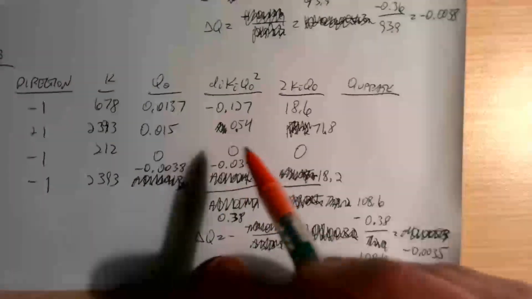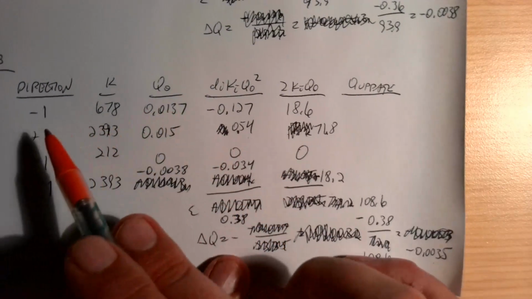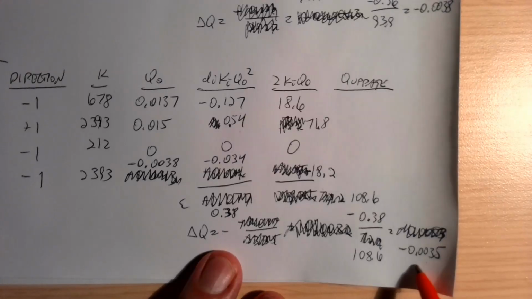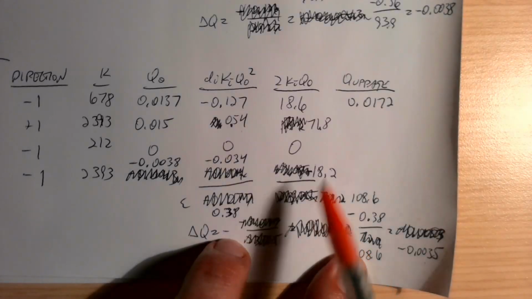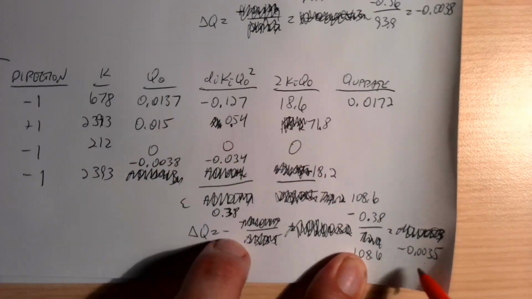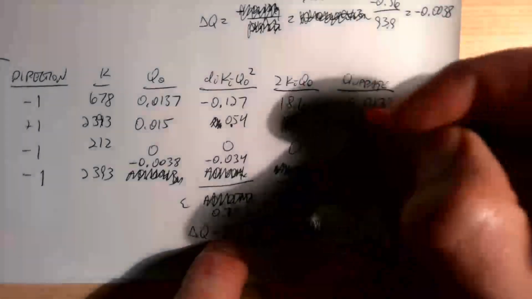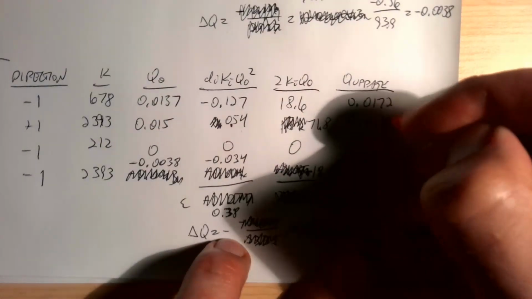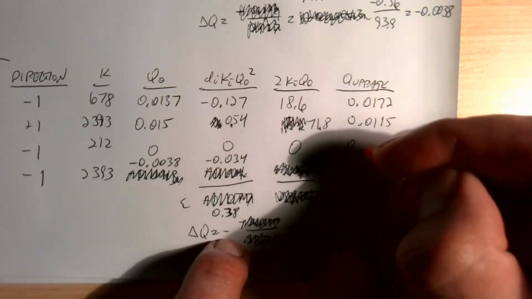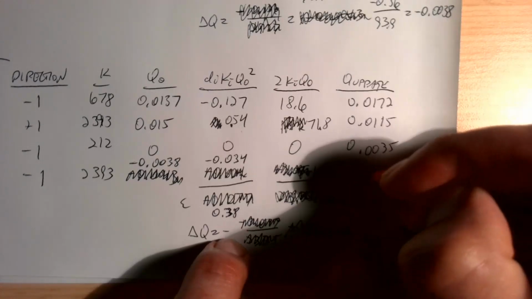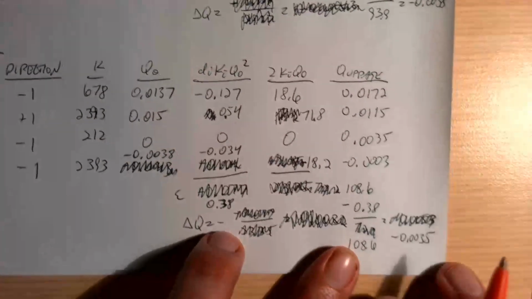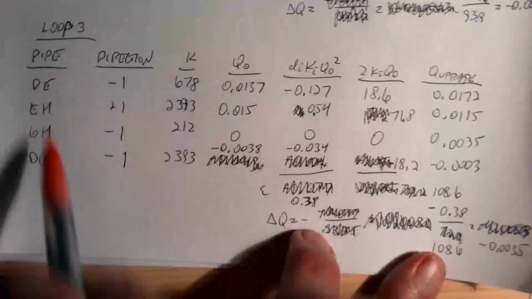And so here we have 0.0137 and then minus a negative 0.0035 is going to make for a 0.0172. This one minus negative makes it a plus. And then likewise here, that'll become smaller, so 0.0115 and then 0.0035 and then a negative 0.0003. These are our updated values here then for loop 3.